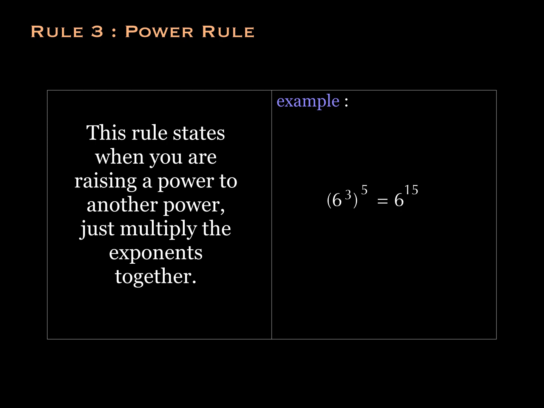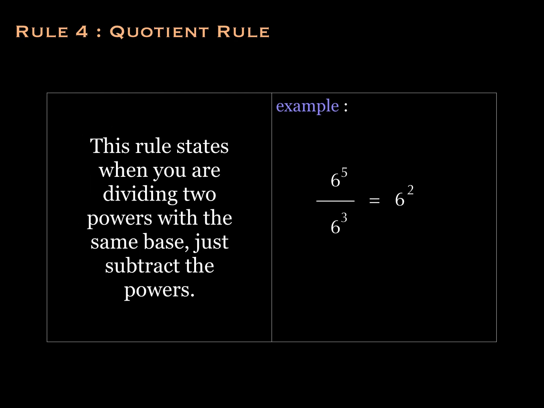Rule 3. Power rule. This rule states when you are raising a power to another power, just multiply the exponents together. For example, 6 to the power of 3 raised to the power of 5 equals 6 to the power of 15, because 3 times 5 equals 15.